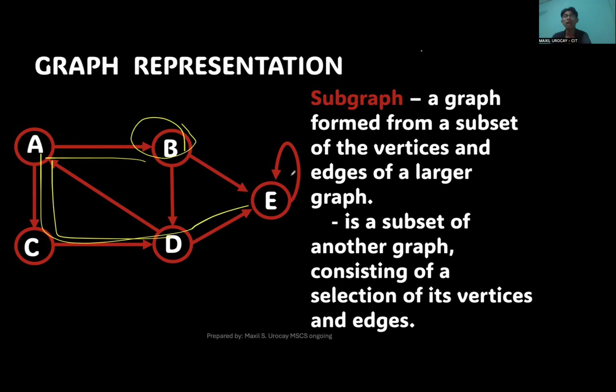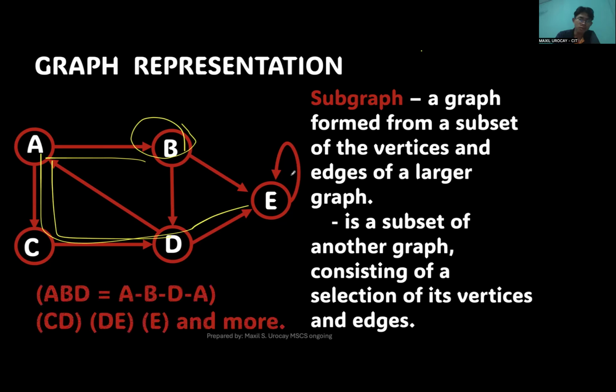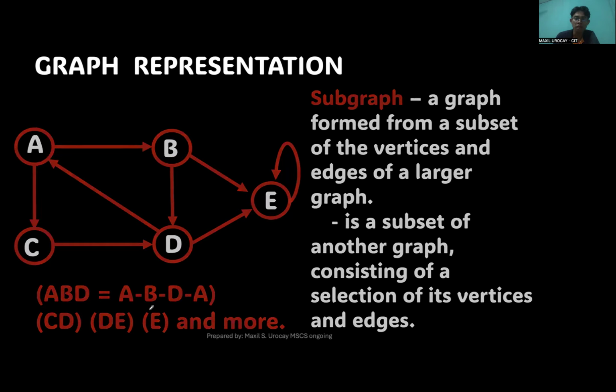Because here in our graph data structure, we have a lot of types of graph that I will discuss to you in the next video, so that you will also be aware of what those types of graph are. So here, ABD is what I mentioned and more. Not only that certain vertex forms a subgraph, there will be a lot, as I mentioned.